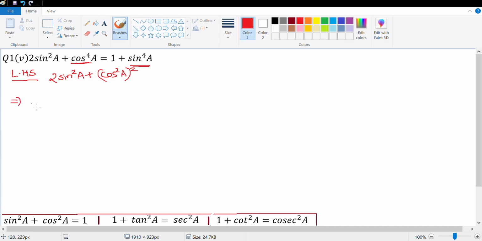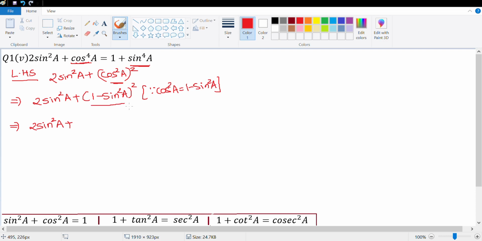And now I have 2 sine square A plus, instead of cos square A, I can write 1 minus sine square A. Why? Because on the right hand side I only want sine, so I have to remove this cos. So this would become 1 minus sine square A the whole square. The reason is that cos square A is equal to 1 minus sine square A. Done. Now 2 sine square A plus, let's just open this bracket.